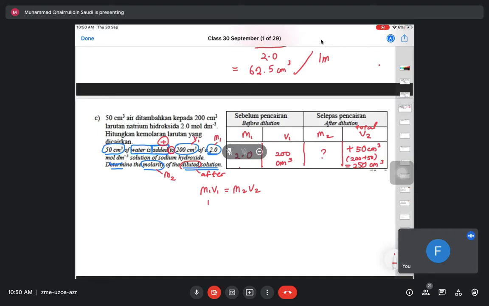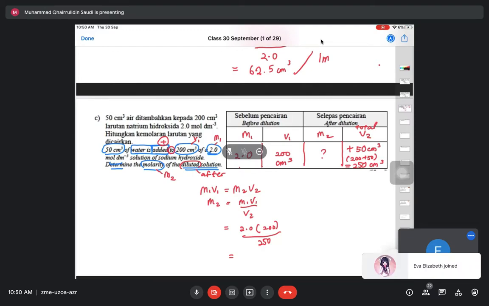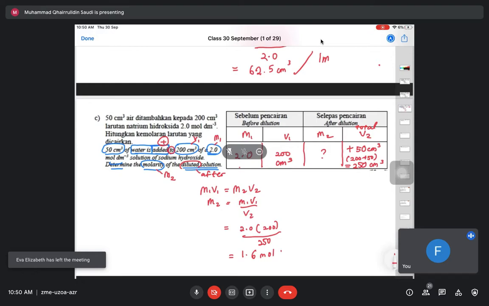M1V1 equal to M2V2. We want to find M2, so M1V1 divided by V2. 2.0 times 200 divided by 250. And your answer is 1.6. Good. 1.6 what? Mole per dm cube.